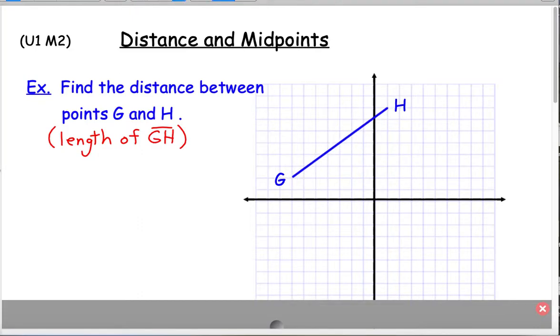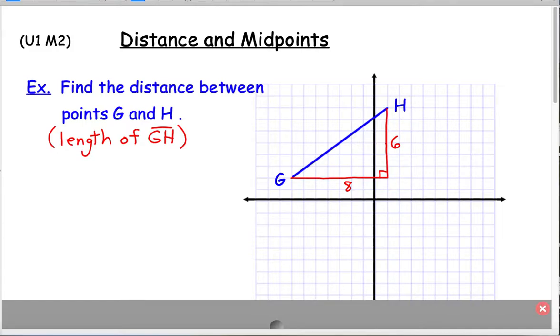From a graph, it's probably easier to use the Pythagorean theorem. And so what we want to do is make a right triangle, following grid lines to get from one point to the other. There's our right triangle. And then we count how long is each side. So 1, 2, 3, 4, 5, 6, 7. This side is 8 units long. 1, 2, 3, 4, 5, 6. And this side is 6 units long.